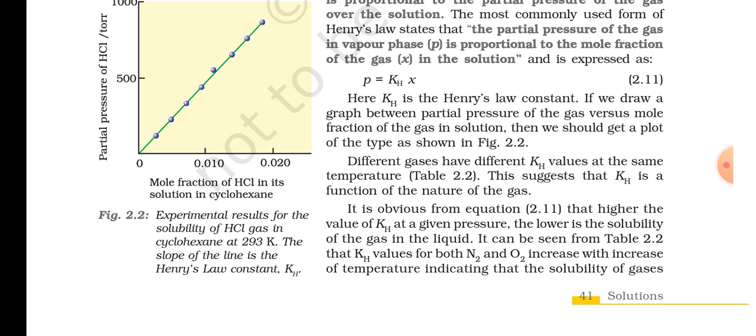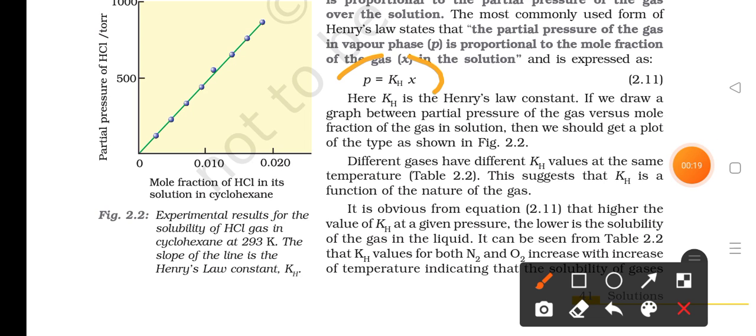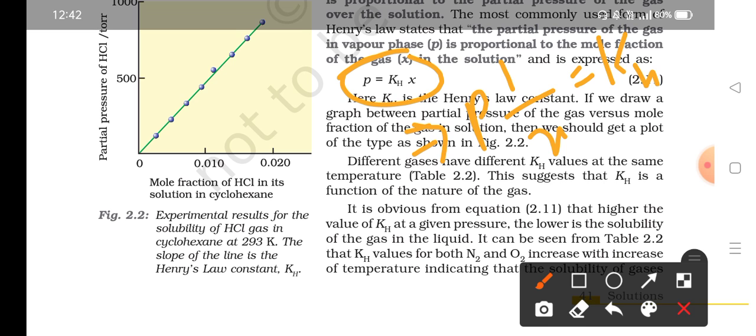I already taught about Henry's law in our last video. So today we are going to talk some more about Henry's law. We already learned that Henry's law is defined as P equal K_H X. We can write it as P into 1 by X equal K_H, so we should write it like this.